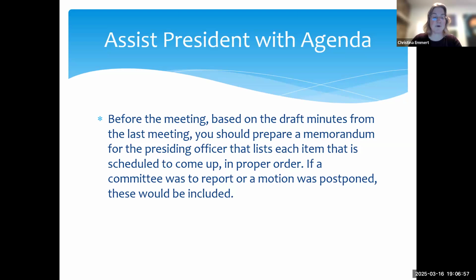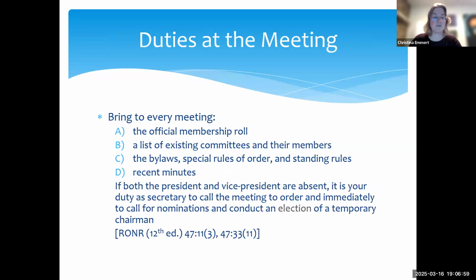So you would want to send that memorandum to your president to help them draft their agenda for the meeting. At the meeting, you would like to bring the official membership roll. You want to bring a list of all the existing committees and their members.